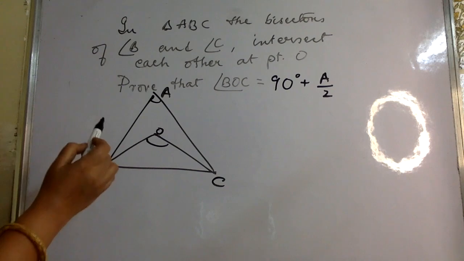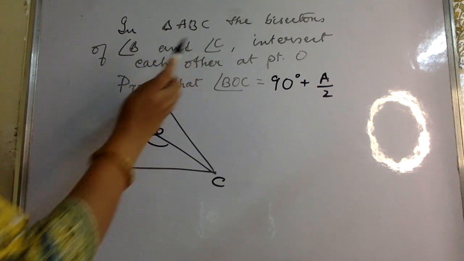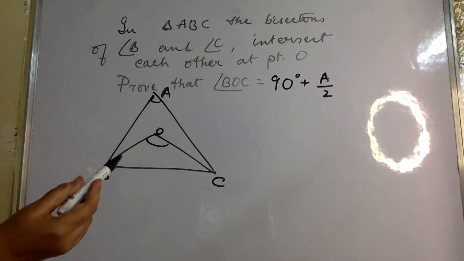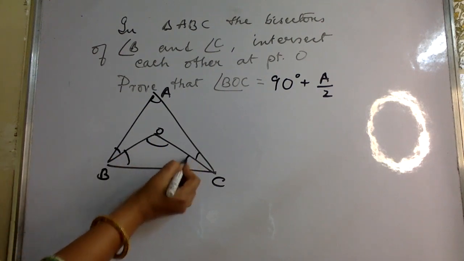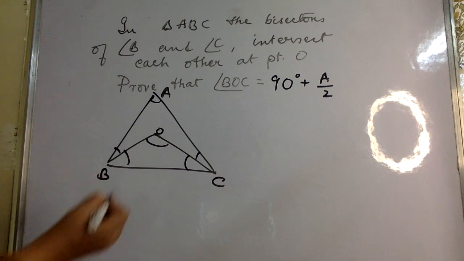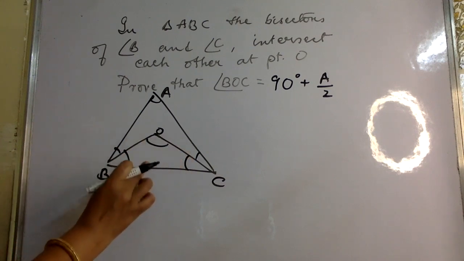Now we have to prove that bisectors of B and C. What's the meaning of bisectors? Bisectors means this line BO cuts this in equal halves, this also in equal halves. Okay, so this has been cut into equal halves by these lines.